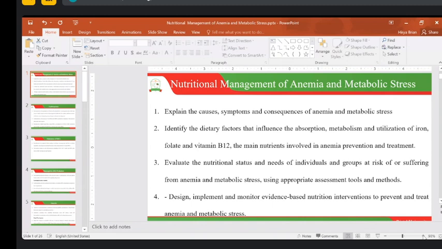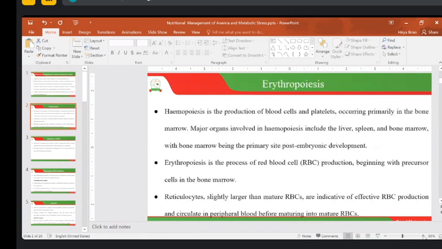We also expect you to be able to evaluate the nutritional status and the needs of individuals and groups at risk of suffering from anemia and metabolic stress, using the appropriate assessment tools and methods. And we expect you to be able to design, implement, and monitor evidence-based nutrition interventions to prevent and treat anemia and metabolic stress.